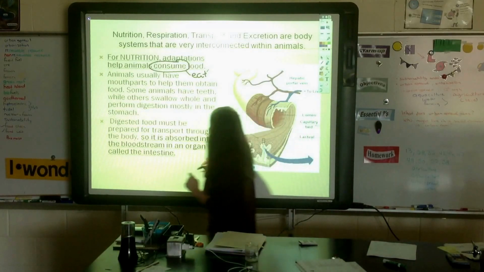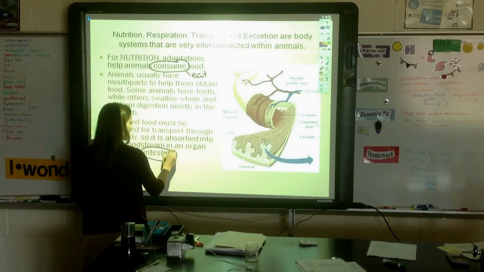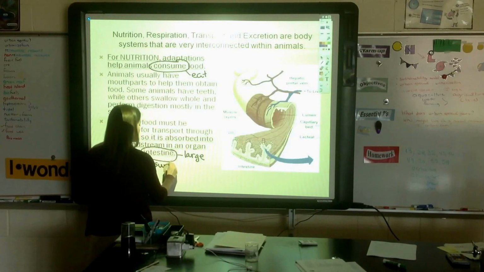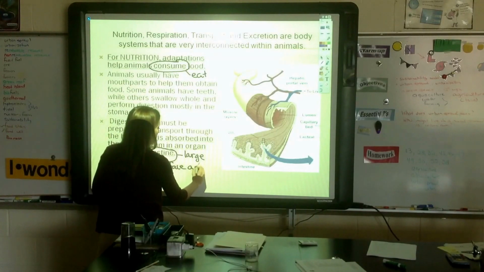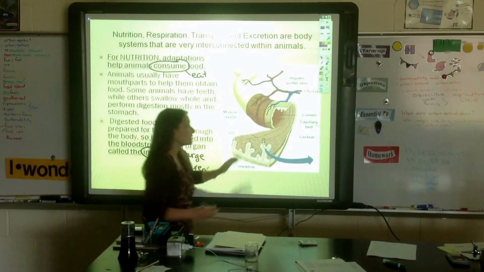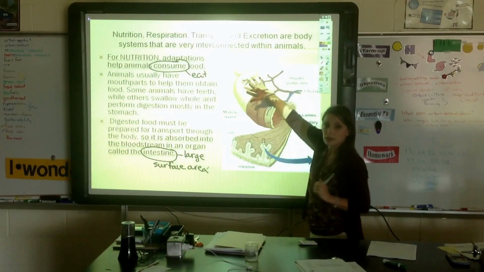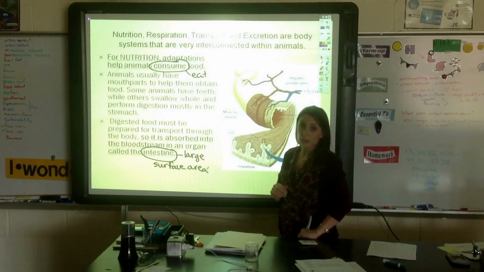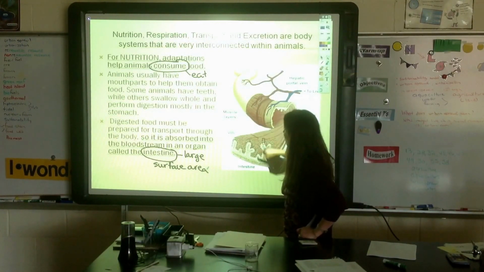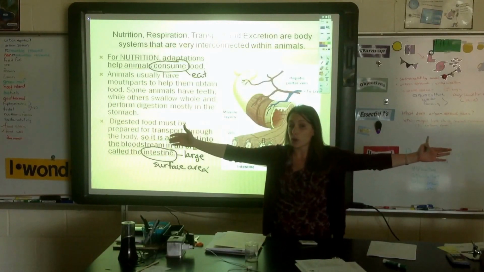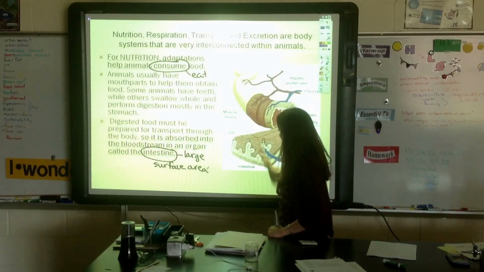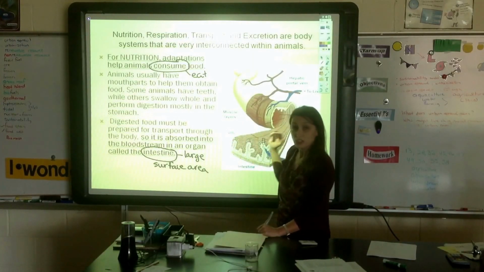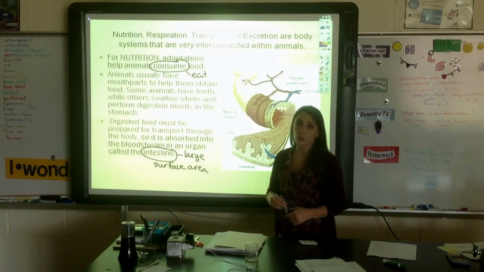Digested food must be prepared for transport, so it's absorbed into the bloodstream in an organ called the intestine. Now, one really important thing that we want to know about the intestine is that it has what we call a large surface area. If you look at the intestine, you can see that it's covered in blood veins and vessels, but we need to get the food into those blood veins and vessels. Your intestine is about 12 feet long, and then it's folded back and forth on itself so that there's lots of surface area so that your digested food can get absorbed into your bloodstream.